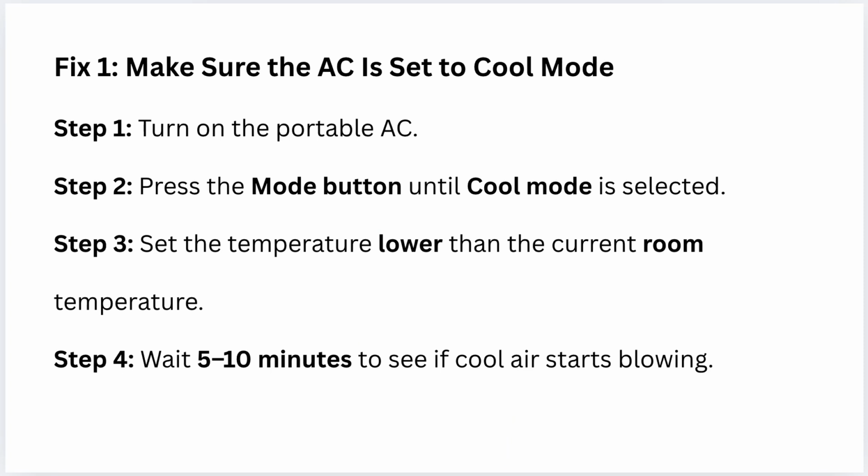Turn on the portable AC, then press the mode button until cool mode is selected. Then set the temperature lower than the current room temperature. Then wait 5 to 10 minutes to see if cool air starts blowing.